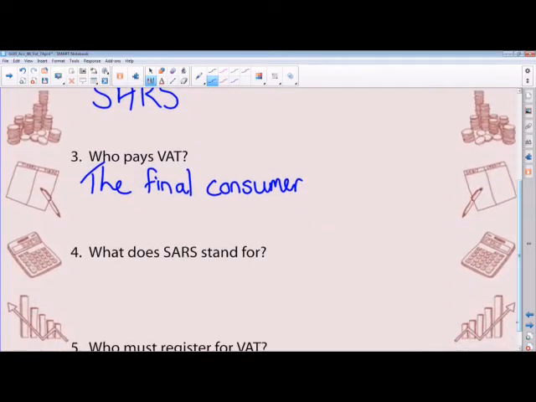Let's go look at the next one. And we'll go into detail with the value chain. Number 4, what does SARS stand for? And I just said it. It's the South African Revenue Service.